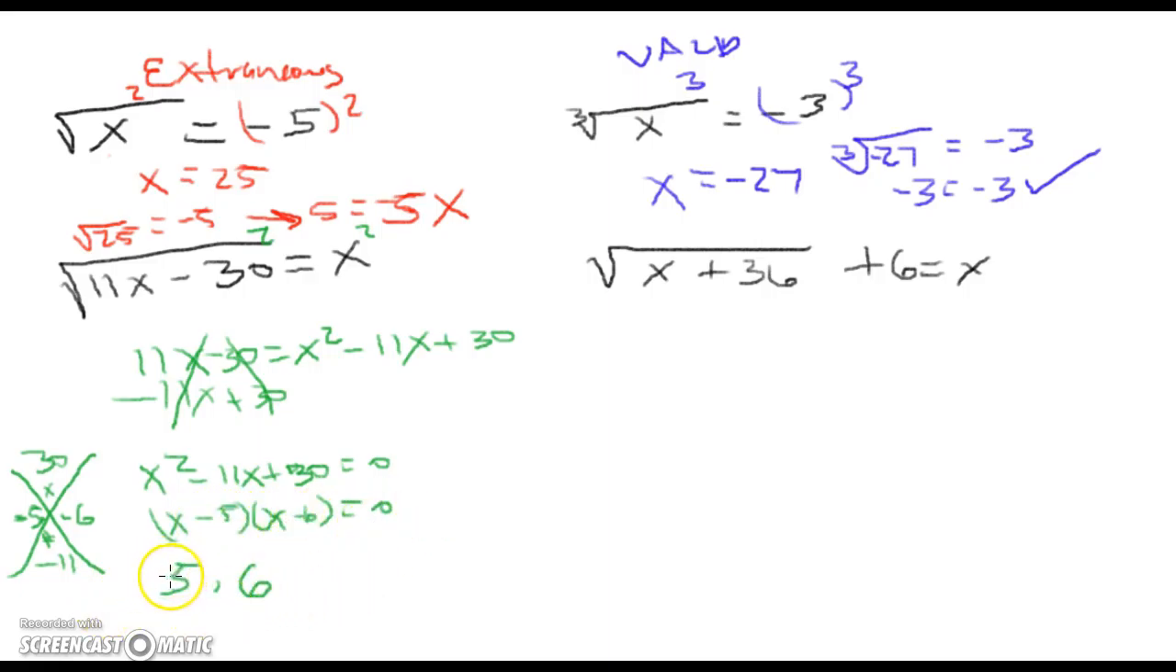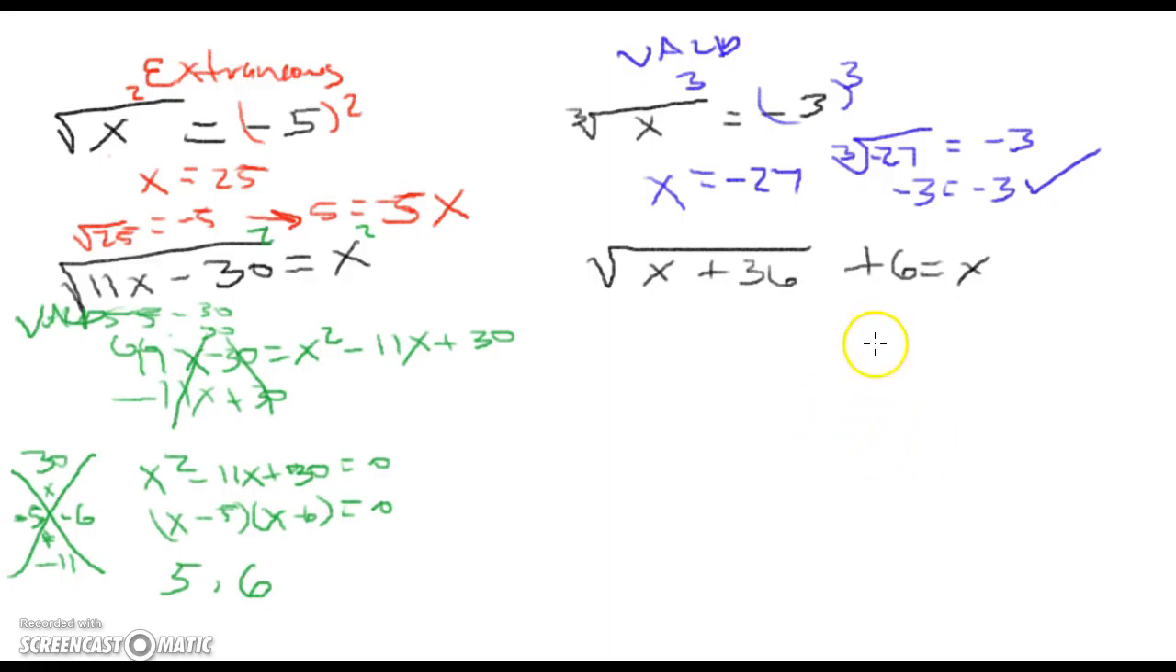So here are my two solutions, and I'm going to plug them in and check them. 11 times 5 is 55. 55 minus 30 becomes some positive number, and I can square root that. Then if I plug in 6 here, I get 66 minus 30, which is also some positive value, and I can square root it. So these are all valid. These are all valid here.